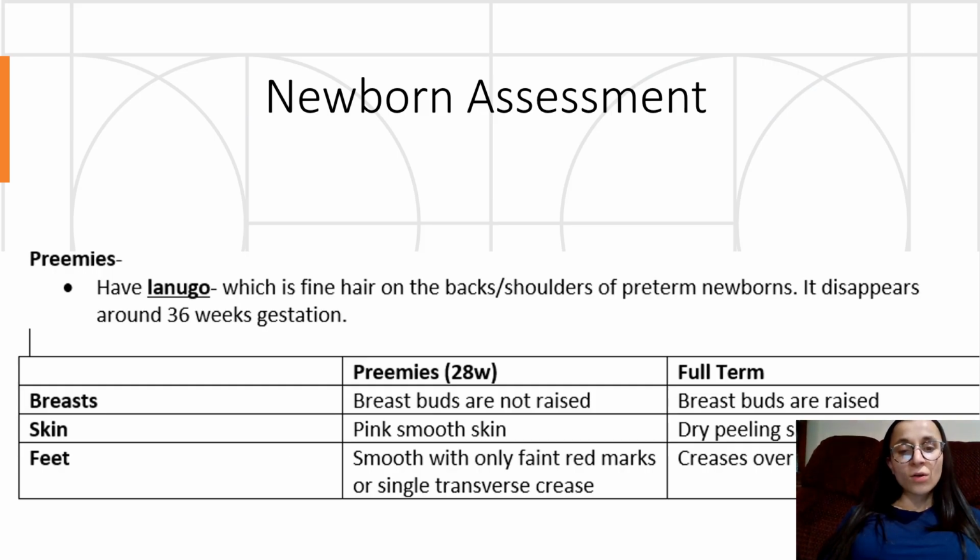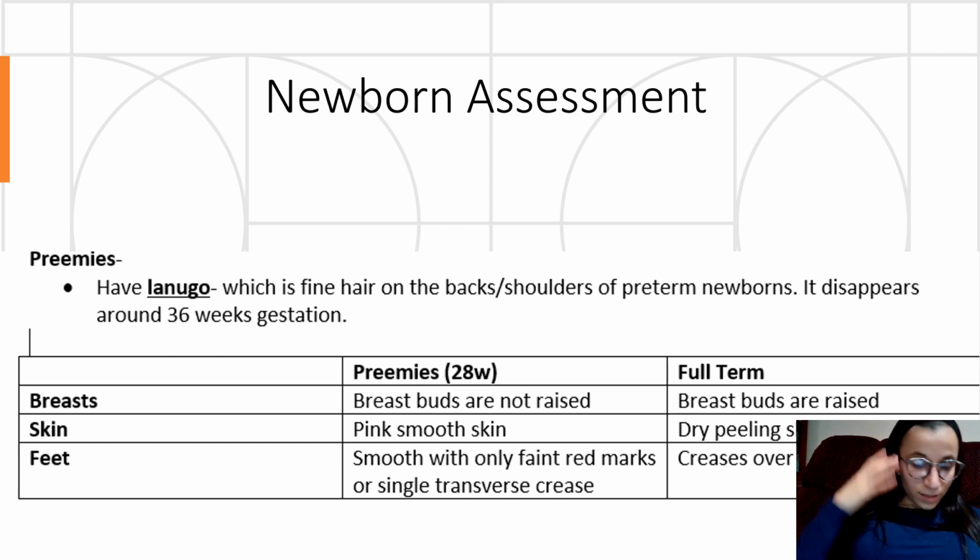Newborn assessment. So when you're looking at a newborn, lanugo is fine hairs that are present, like you'll be like, wow, the baby is very hairy. This is usually found in preemie babies. It disappears after about 36 weeks of gestation.